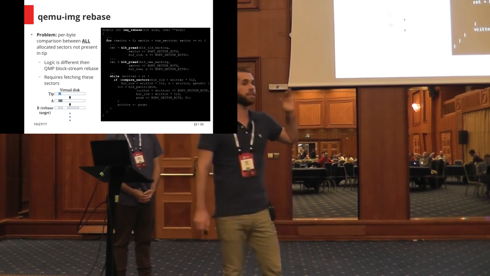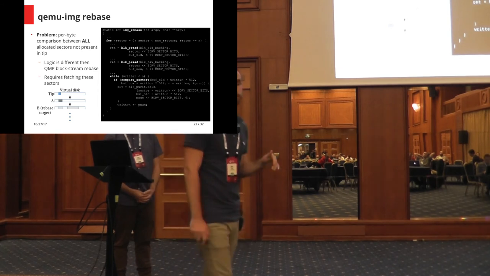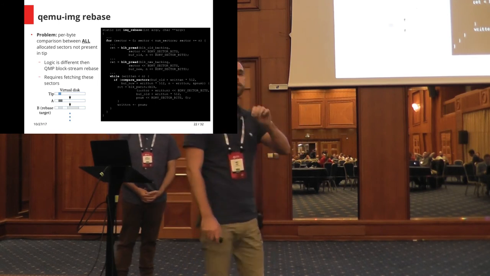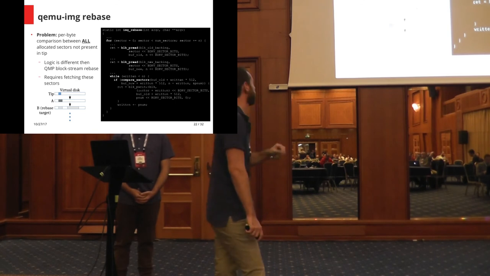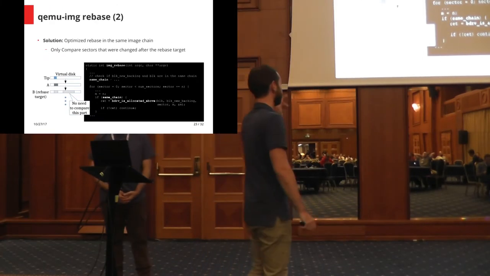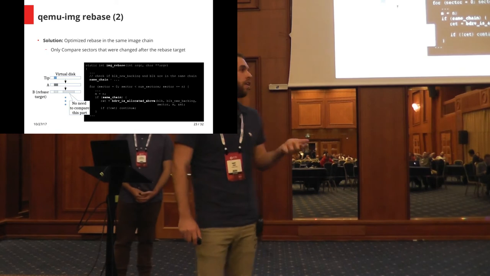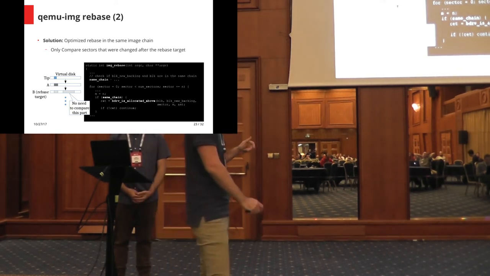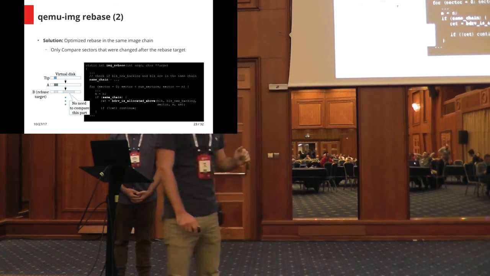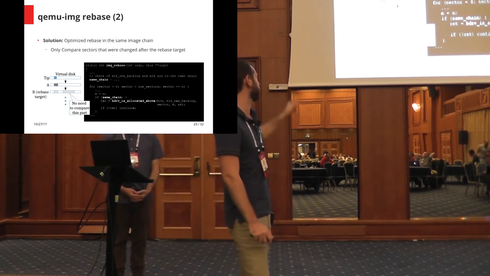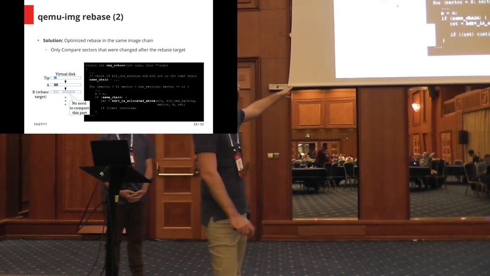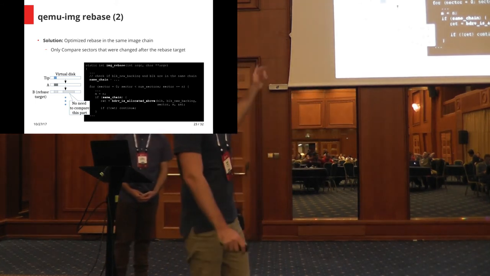So first of all, the logic is different from QMP block-stream, which works completely differently. But in our case, and actually in all cases, it requires reading all these sectors. And for us, it's very painful. Obviously, this comparison is needed if the files are in different chains. But in our case, since the files are in the same chain, a very easy optimization can be made, by understanding, as you can see in the drawing, that we don't need to compare sectors that were not changed since the rebase target. Okay, so in the drawing, the extra written sectors that were allocated, we do not need to compare those, right, because we just want to merge the immediate backing file with the tip.